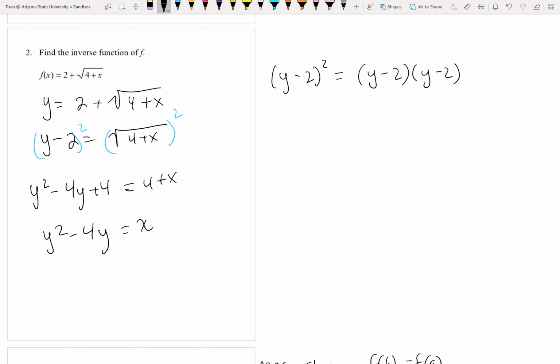And then the last step, since it technically wanted us to find x inverse, is to swap out the variables. So this is x squared minus 4x equals y, and then just write it in function notation. So your answer should have been f inverse of x equals x squared minus 4x.